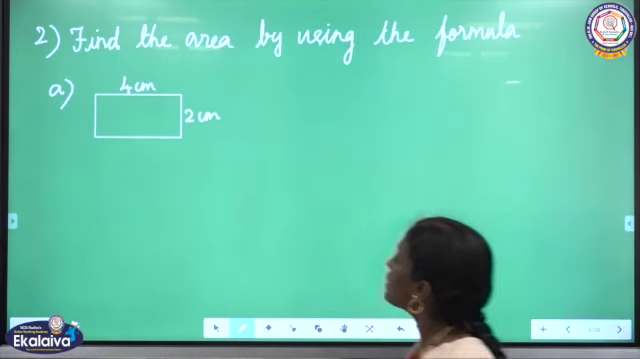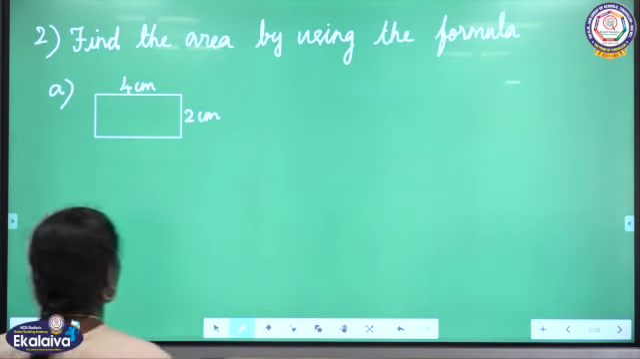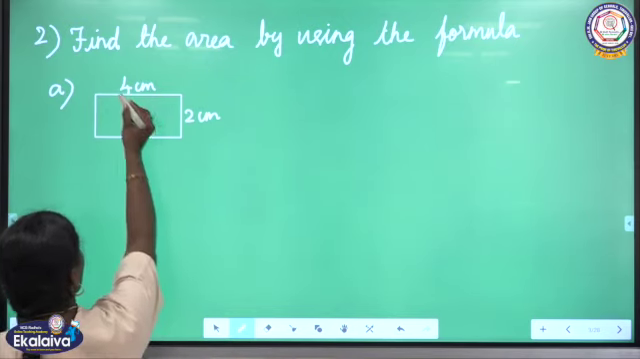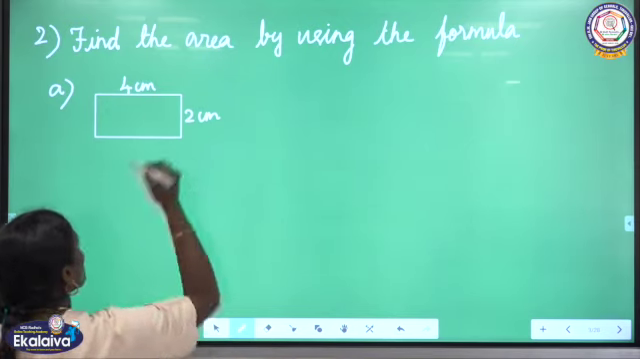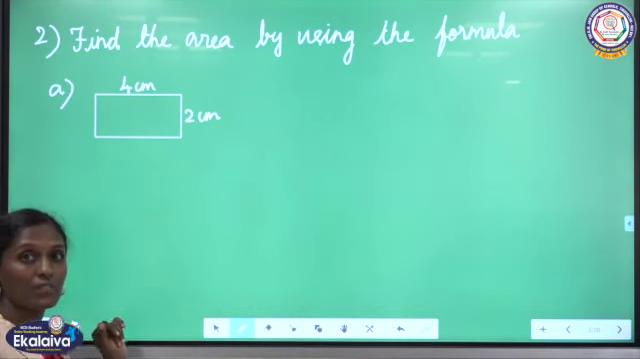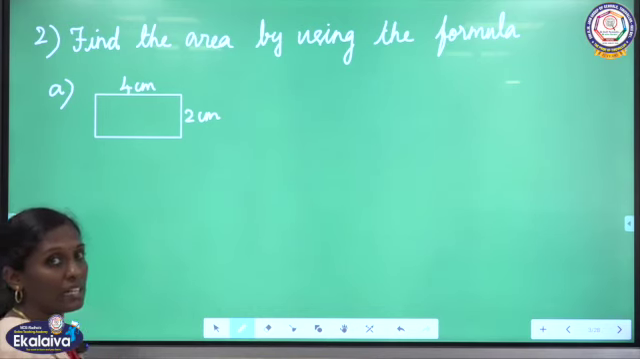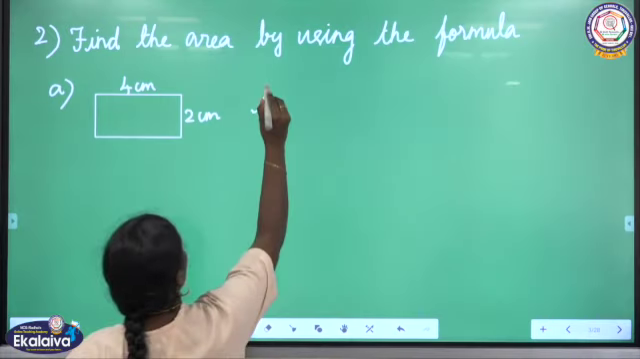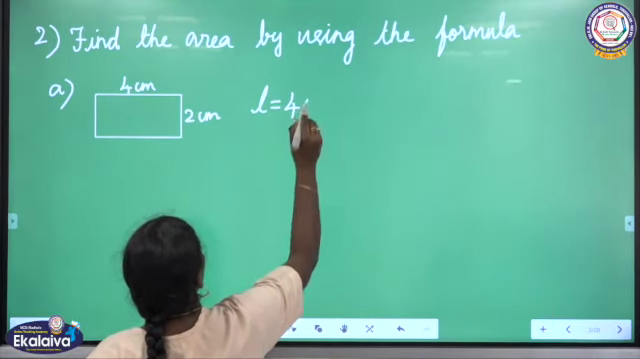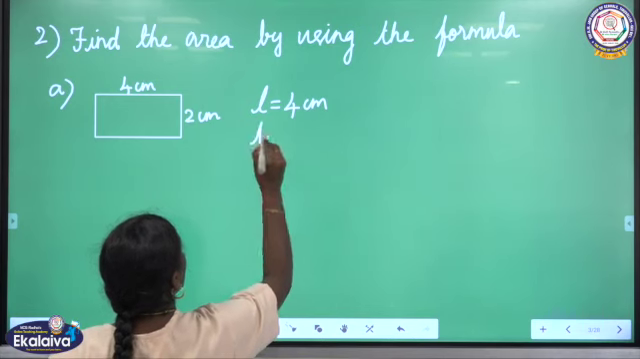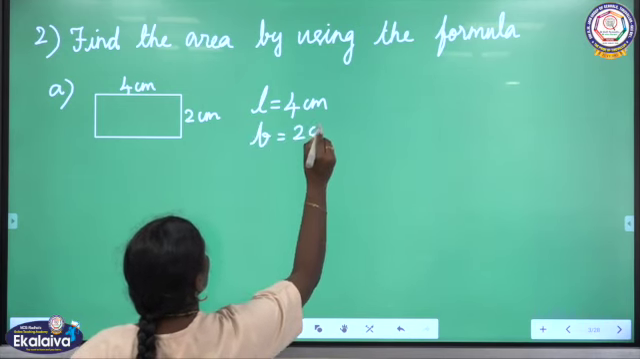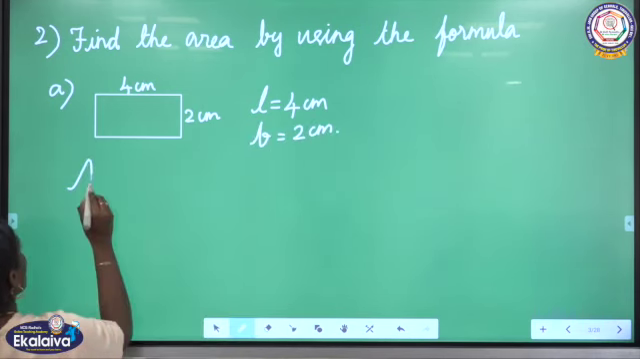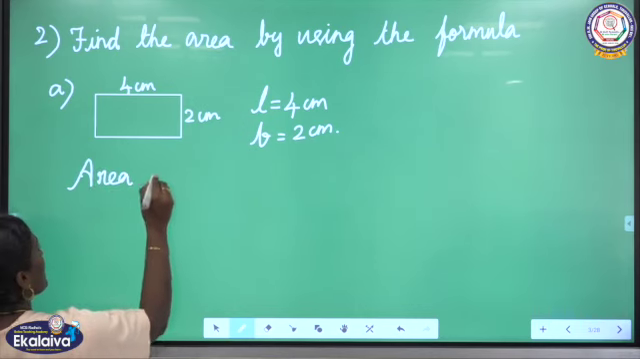Let us see the first one. Find the area by using the formula. Here length is 4 centimeter, breadth is 2 centimeter. What is the shape given? The shape is rectangle. So, length is equal to 4 centimeter and breadth is equal to 2 centimeter. Now, we are going to find the area of the rectangle.